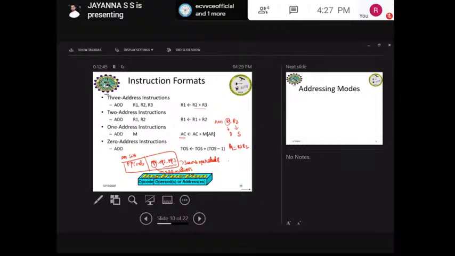Here, for example, add m, where m is a variable that will contain some data. So when we say add m, the other operand, which is the default, is AC, the accumulator register. Therefore, AC is equal to AC plus whatever data is available in that memory or variable, and the result is updated in the accumulator register.